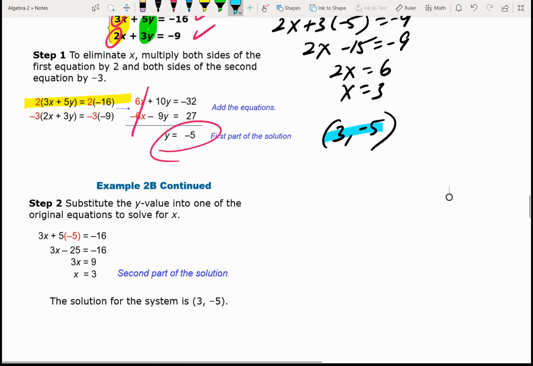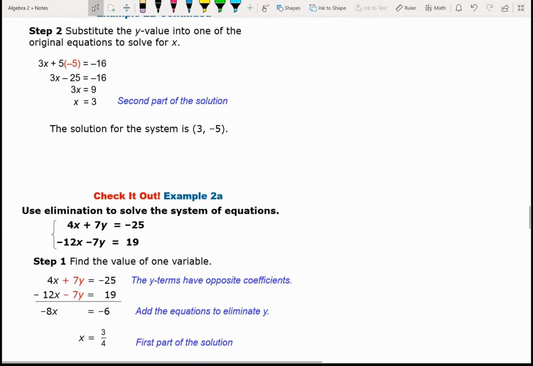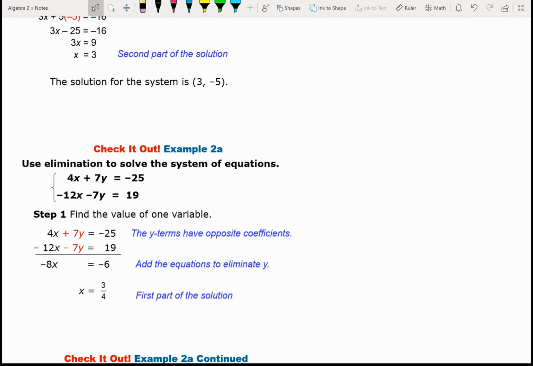Let's look at another. Use elimination to solve for that one there. All right, pause the video. I want you to just work it out and see what you get. They've already done it for x, so they noticed here that the coefficients were the same but opposite in sign. So we just add: negative 8x equals negative 6, and x is equal to 3/4. But pause the video and see what you get when you solve for y.